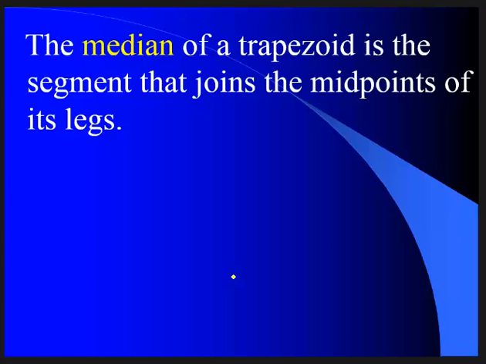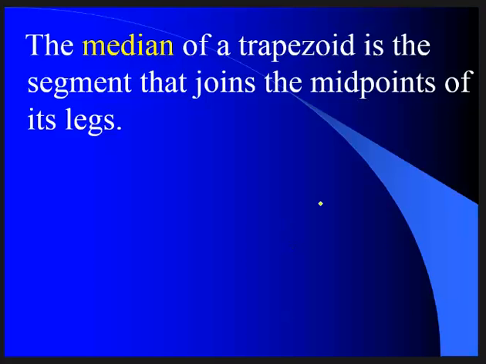Another part of a trapezoid is the median. Again, we've learned that word before. It almost always means middle. We have a median in the middle of the road. We had a median that extended from a vertex to the middle of the opposite side in a triangle. The median of a trapezoid is the segment that joins the midpoints of its legs.